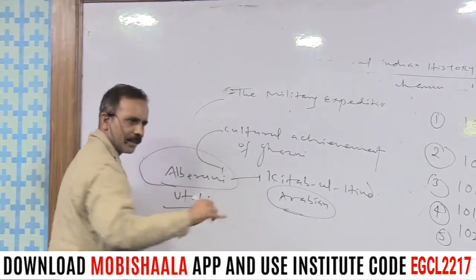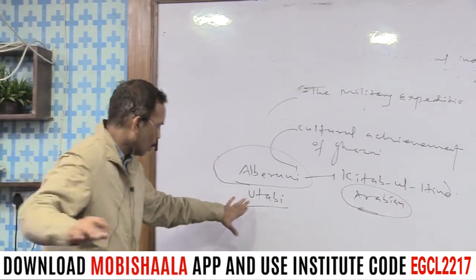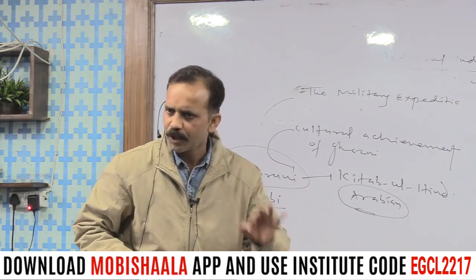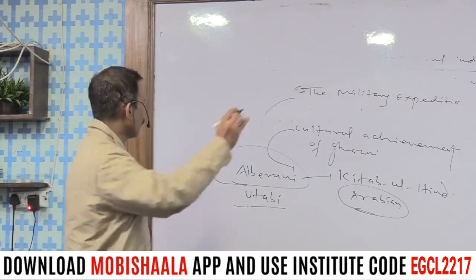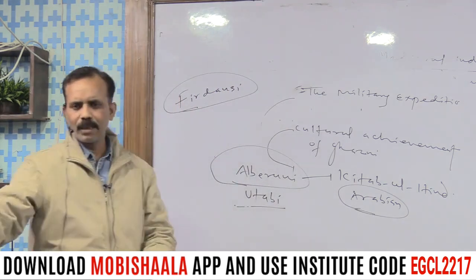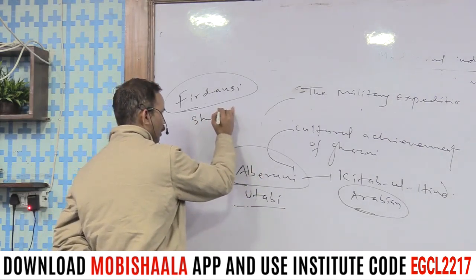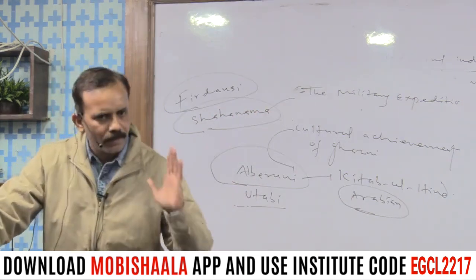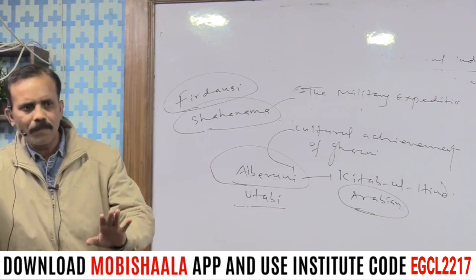Next scholar, Utbi. He was a historian. Utbi was a historian in the court of Mahmud Ghazni. And last point, Firdausi wrote a book, Shahnama, who also belongs to the court of Mahmud Ghazni.